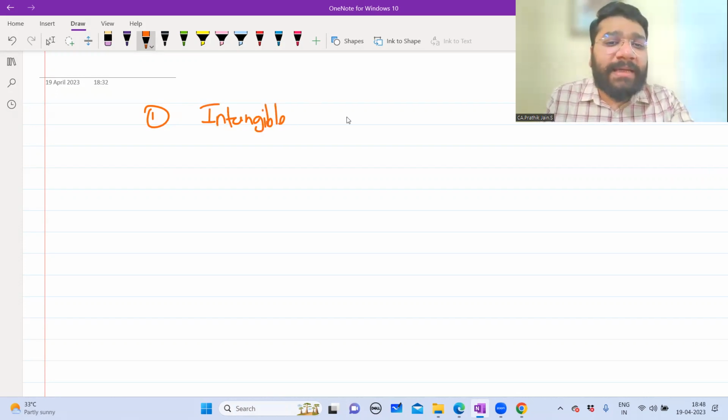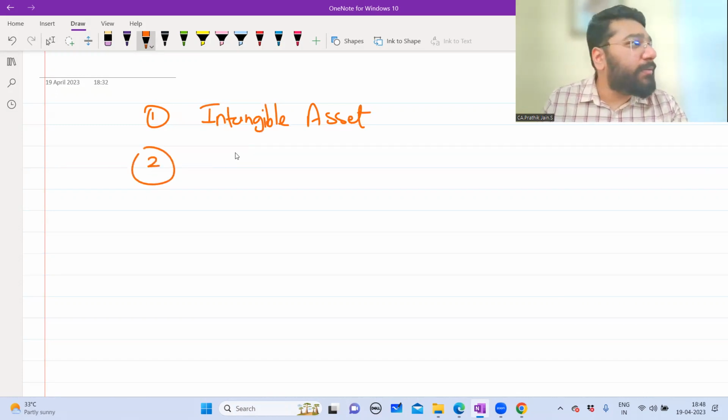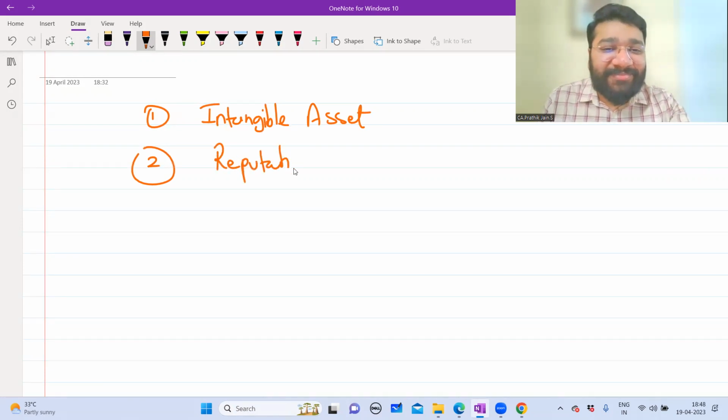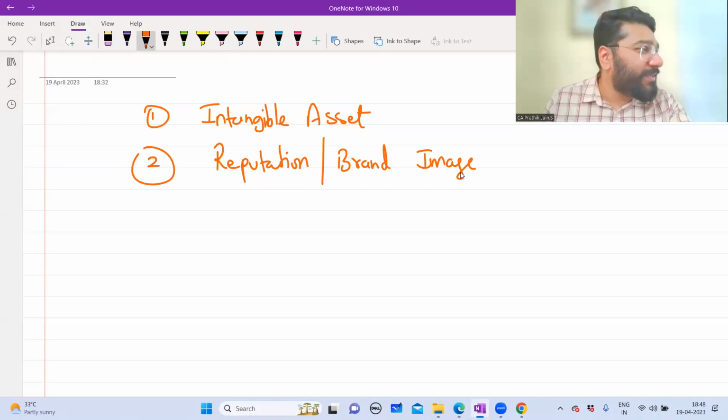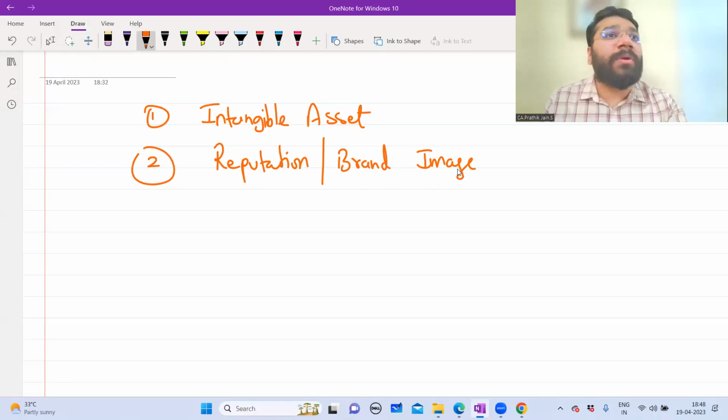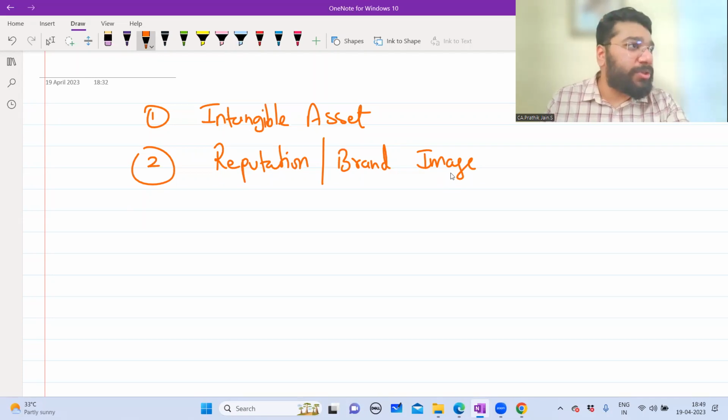Intangible asset. This is the first thing that has struck your mind. That's what offline people have said. Second, reputation, or the brand image of the business. So whenever we talk about goodwill, two things instantly strike your mind. One is that it is an intangible asset. Second, it is reputation and the brand image.